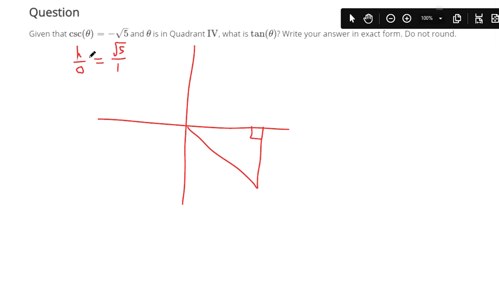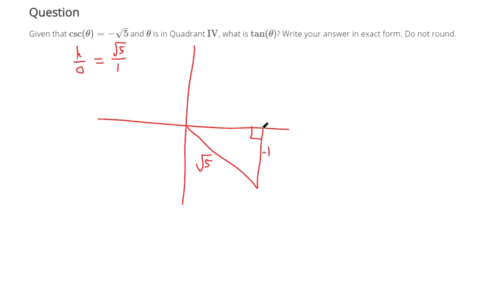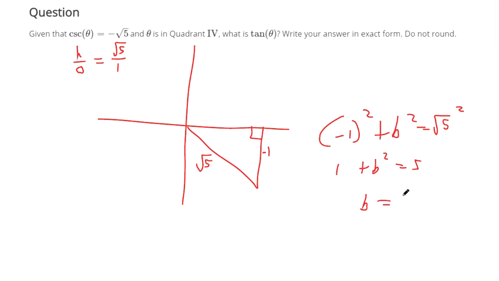So let's check out our reference angle. The hypotenuse of the triangle is supposed to be square root of 5, and the opposite is supposed to be 1. So that means we're going to put a negative 1 here because that's down on the y-axis. And then we can use the Pythagorean theorem to find the missing side. So 1 plus b squared equals 5. B is going to equal 2 when you simplify that.